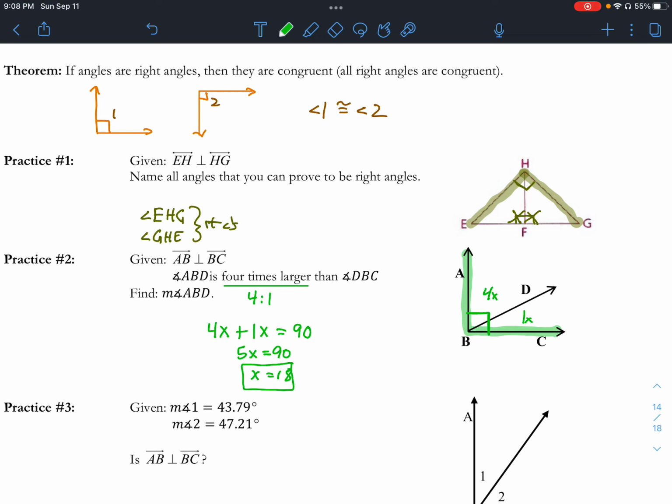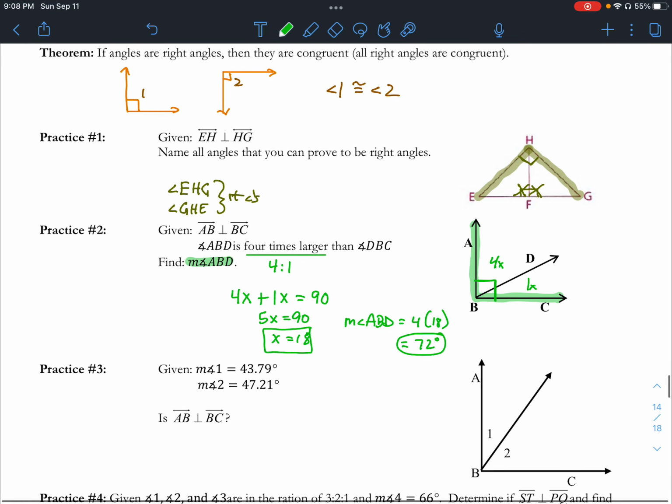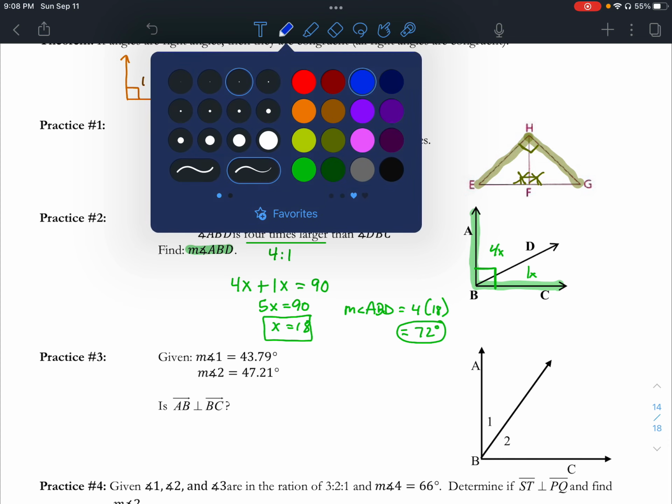The question we are having here is asking, what is the measure of ABD? ABD is going to be this one right here. So we need to find out what 4 times that angle is. I would always ask that you guys write out the measure of angle ABD, or ABD equals 4 times 18, which if I do my math correct, I believe is 72 degrees. So just be careful again that you're not just stopping once you find that X value.